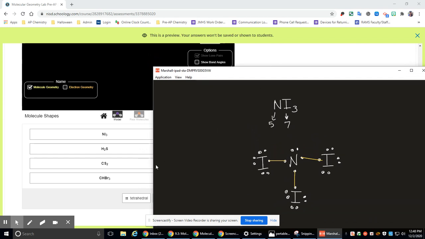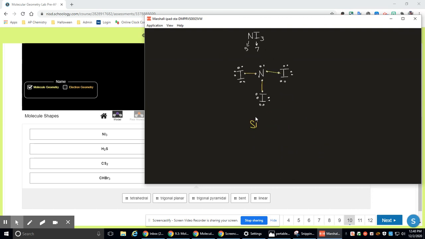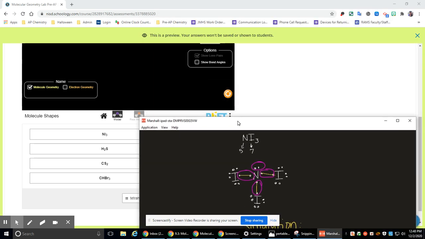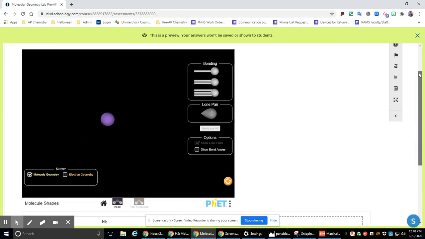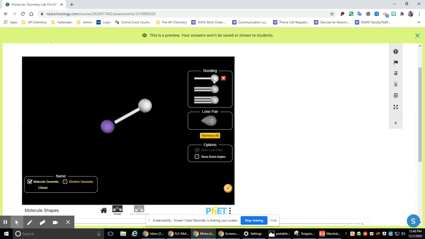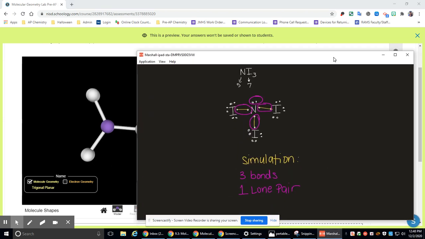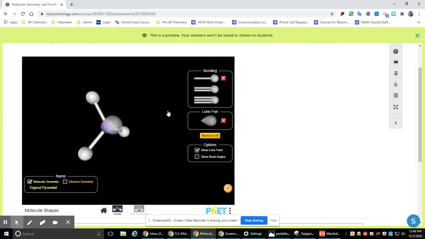So just to tell you what you should be including onto our simulation is we should be including 3 bonds and then 1 lone pair. So just to show you what that means, and then for the rest of them, I probably won't show you it again, okay? We're going to go up to our simulation, and we have 1, 2, 3 bonds. So we're going to go 1, 2, 3. And then we have that 1 lone pair. So we're going to click 1 lone pair 1 time.